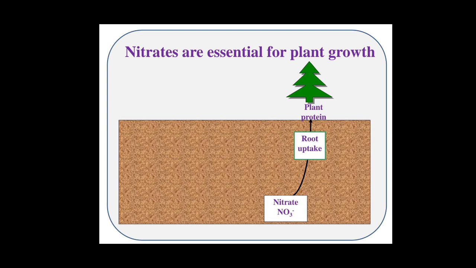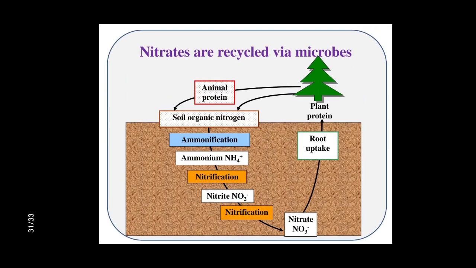Nitrates are essential for plants. These nitrate ions may be present in soil through acid rain or some other processes. The roots of plants can take up nitrates from soil, and these nitrates are used in the growth of the plant.